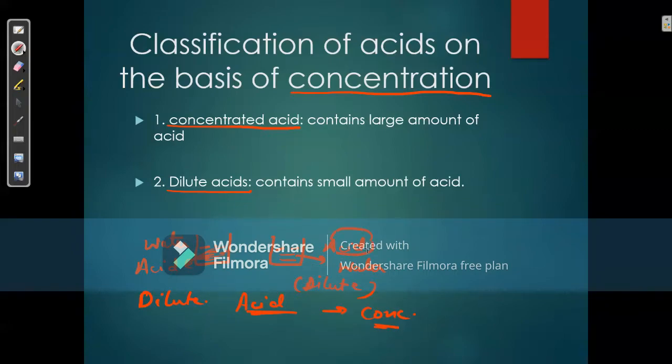If we keep on adding acid to water, the amount of acid in water increases and we can make a dilute acid into a concentrated one. It's a comparative term. So when a large amount of acid is present in any solution, we call it concentrated acid, and when a small amount of acid is present in solution, we call it dilute acid. This is how we can compare acids and bases on the basis of their concentration.